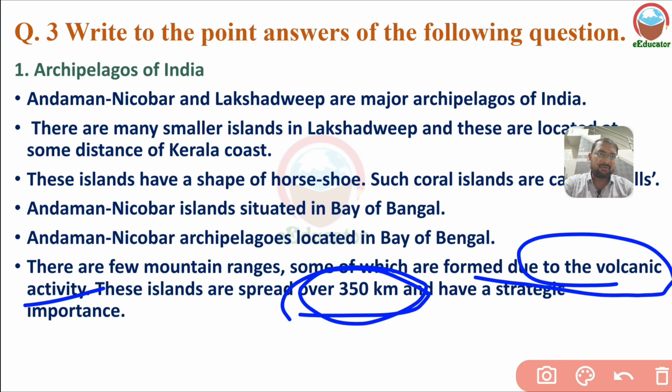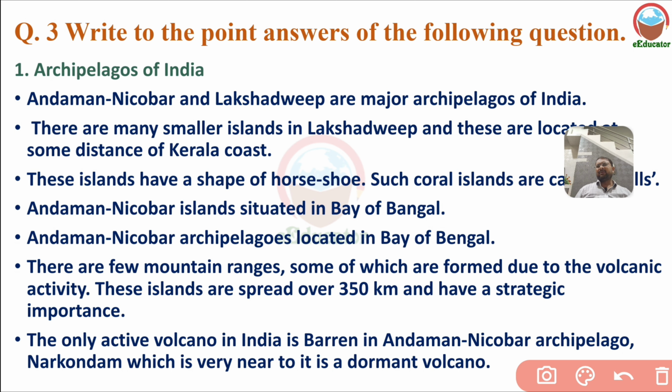The only active volcano in India is Barren Island, in the Andaman and Nicobar Archipelago. Another, dormant volcano, Narakondam, is found near it. These are the volcanoes in Andaman and Nicobar. So in Barren Island we found the active volcano of India, only one, and Narakondam is the dormant volcano of India.